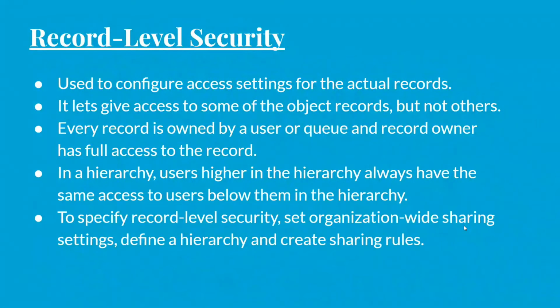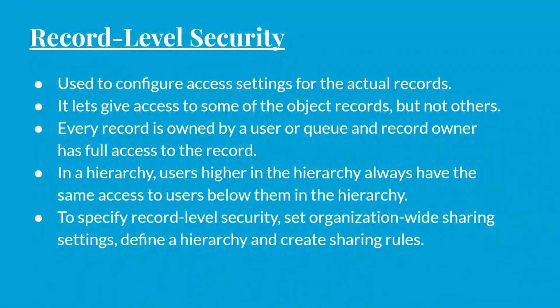The next thing is the record level security. Now you have defined securities at different levels. You have defined it at the org level, then at the object level, then at the field level. But now you want to have the security at each single record. So even at the record level, you can define the level of access. It is used to configure access settings for the actual records. So now we are talking about the actual records in the system, and you want to configure access settings for these actual records. For that you will use the record level security.